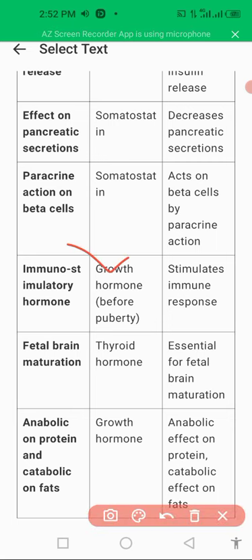Growth hormone before puberty. Growth hormone is also an immunostimulatory hormone, which stimulates immune receptors and the immune response. In fetal brain maturity, there is a role of the thyroid gland. Deficiency of thyroid hormone in fetal life results in cretinism, and brain maturity is also linked with it. Growth hormone is anabolic on protein and catabolic on fat.